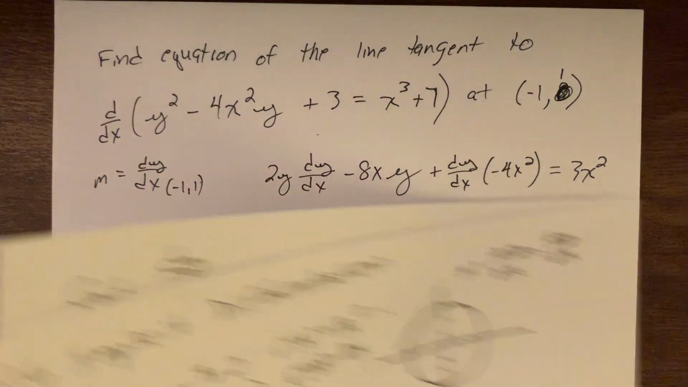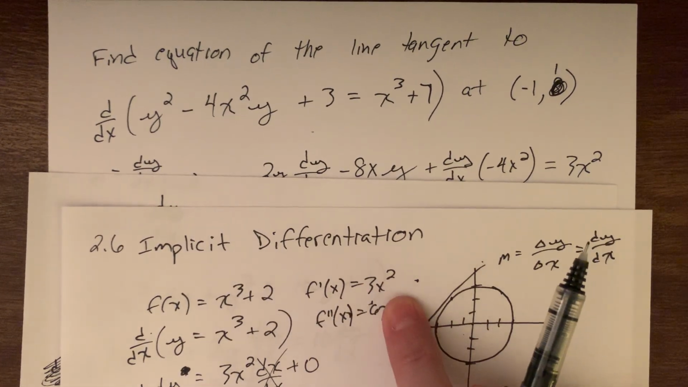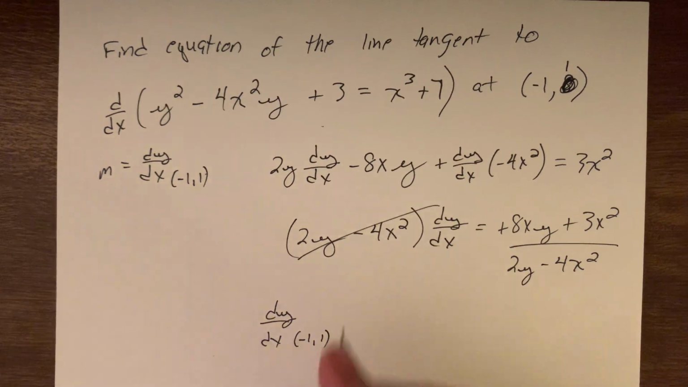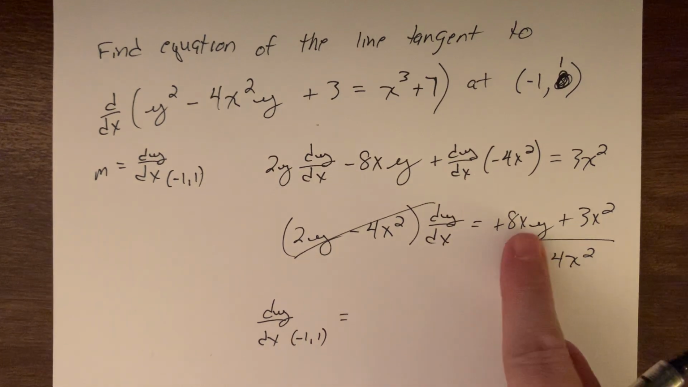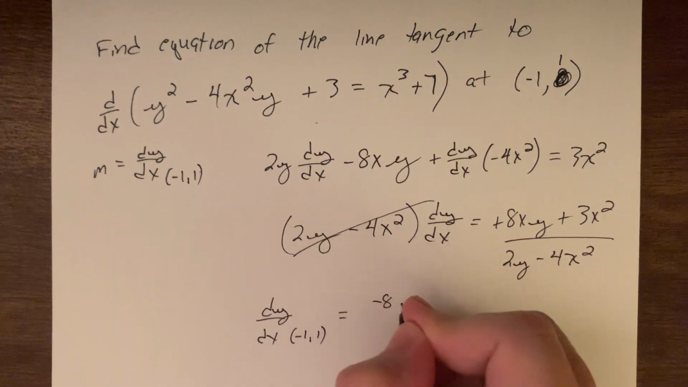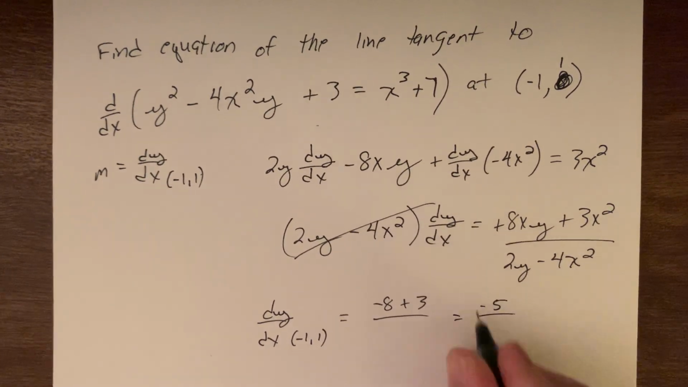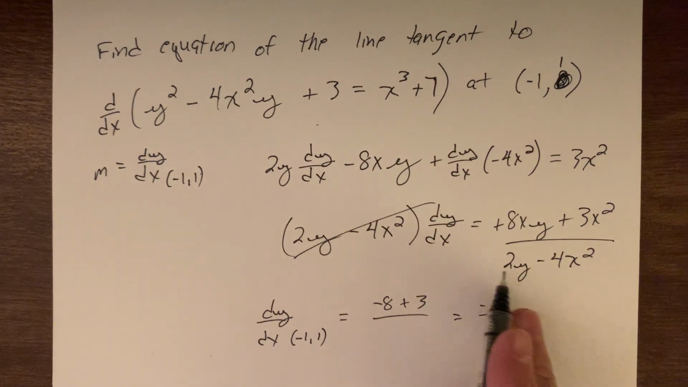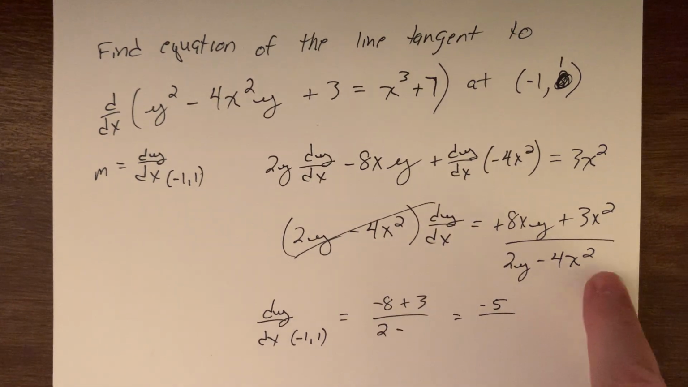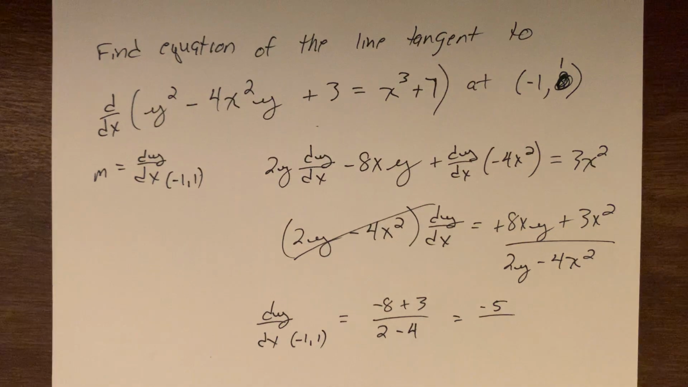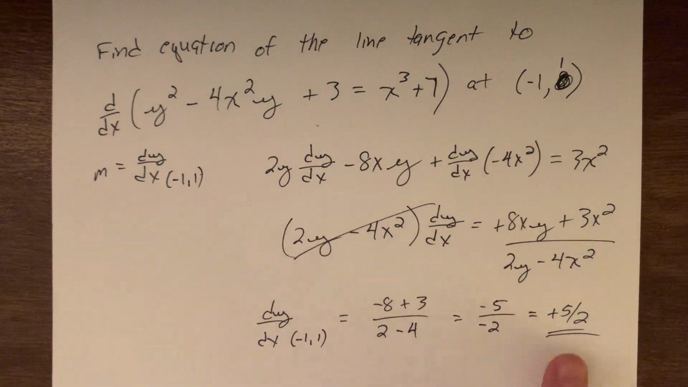Just like the difference between f prime of x, where you still have variable x, but f prime of 2, where you've plugged the 2 in for x. So here, plugging that in, I'm going to plug in and do the arithmetic along the way. 8 times -1 times +1 is -8, plus 3 times -1 squared is plus 3. So I'm getting a -5 in the numerator. The denominator: 2 times y, so that's 2 times 1, 2, minus 4 times -1 squared, so -4 times +1. I got -5 over -2, or +5 over 2.